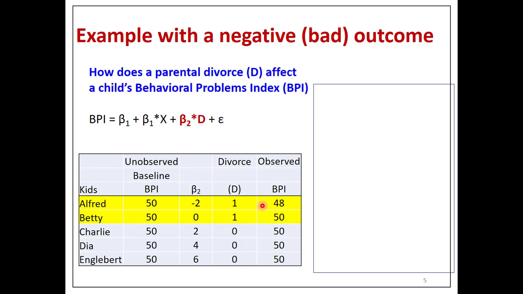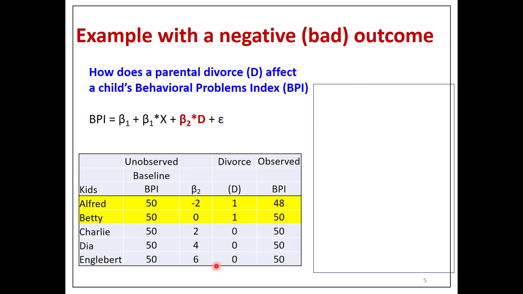Okay, so then what I have in this last column is the actual observed BPI, which is going to be the baseline one plus beta 2 if there actually is a divorce. And so for Alfred, yes, the divorce is turned on here, and so we add the -2 to the 50. So Alfred actually has an improvement in outcomes, a lower behavioral problems index. For Betty, we're adding the 0 to the 50, and for Charlie, Dee, and Engelbert, we add nothing because there was no divorce.